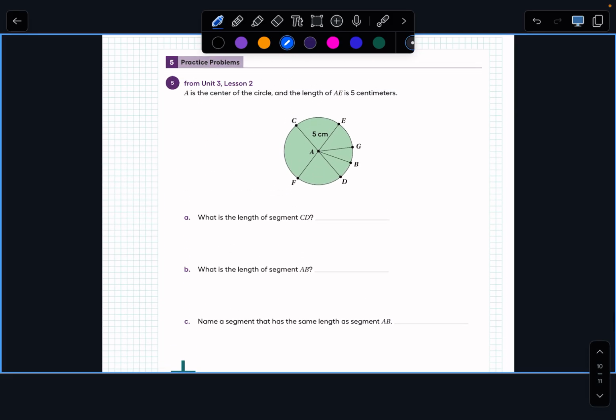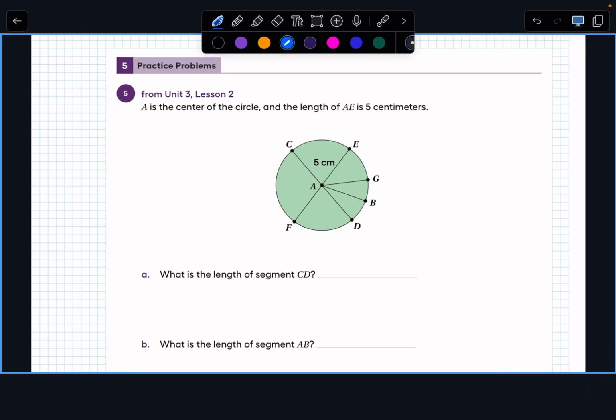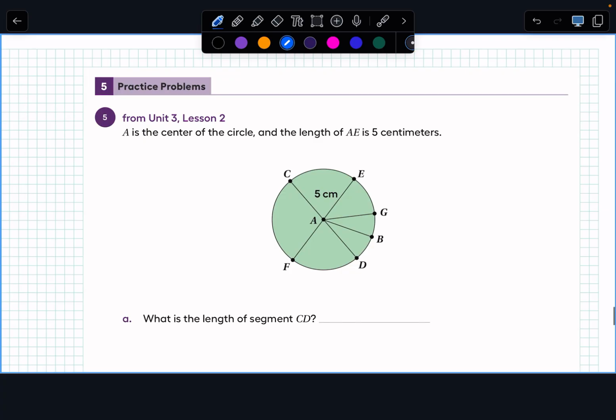All right, number 5. A is the center of the circle, and the length of AE is 5 centimeters, okay? As you can see, AE is the radius. What is the length of CD? Okay, well, if this is a radius, that's 5, and this would be 5 as well. So again, ladies and gentlemen, if you have R equal to 5, that means D would equal 10.